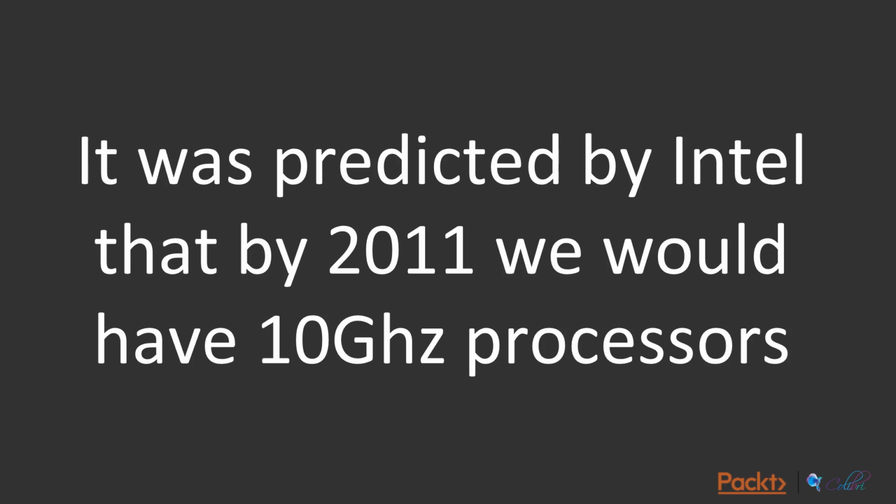increasing so rapidly that in 2000, it was predicted by Intel that by 2011, we would have 10 gigahertz processors. So considering that clock speeds increased by a factor of 15 times between 1990 and 2000, Intel were predicting that between 2000 and 2011, we would see a further 10 times increase in clock speed, so up to 10 gigahertz on a single processor.